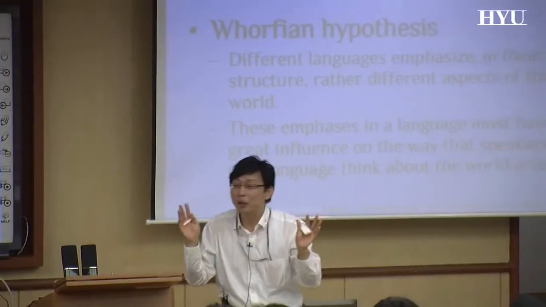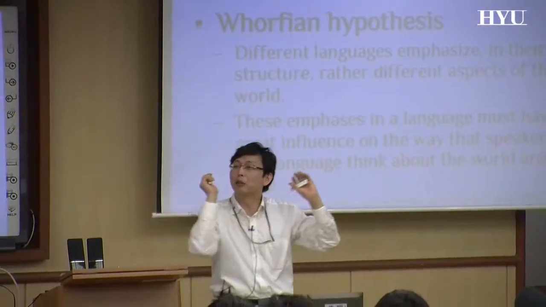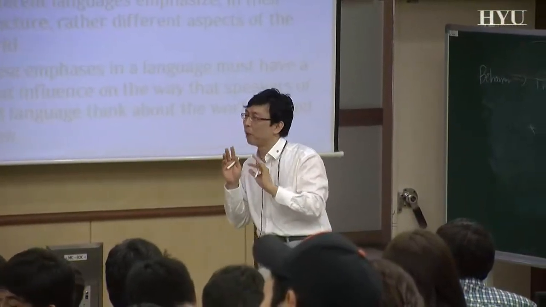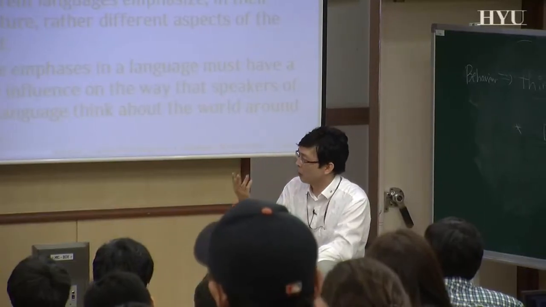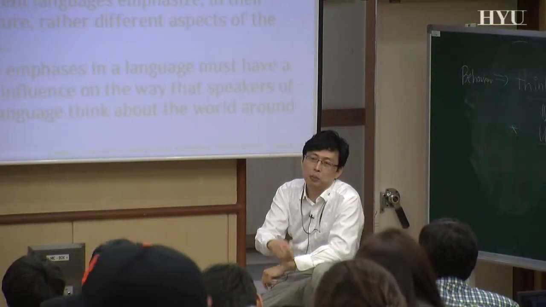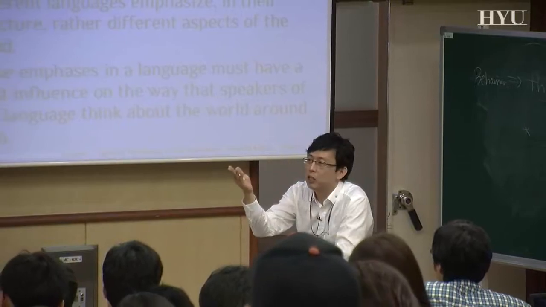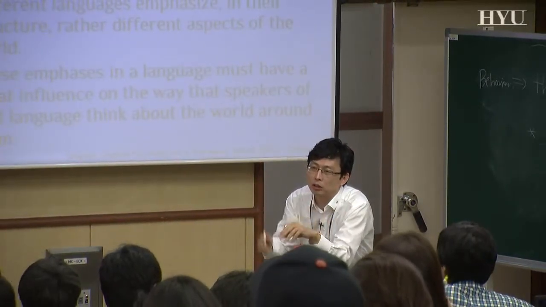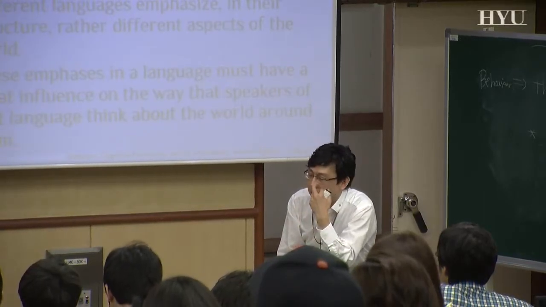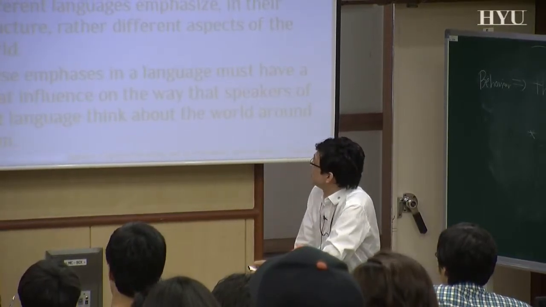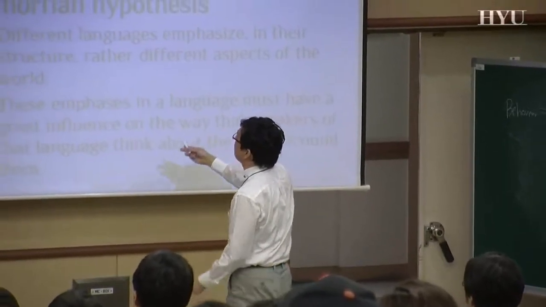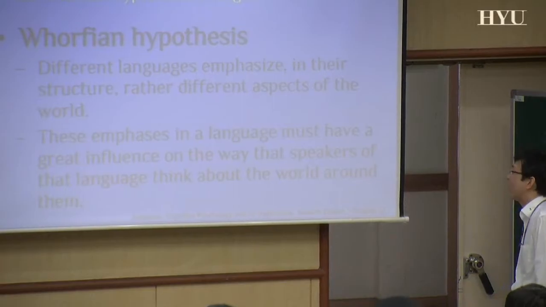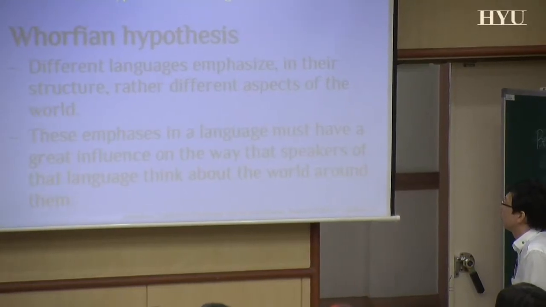Whether we have to believe it or not is the second issue, but researchers are talking about, there might be. Depending on the language, their mental structure might be different. Which means English, French, German, Korean might have different mental structures. Whether that is possible, okay? So that's why the Whorfian hypothesis is important. This hypothesis emphasizes that a language must have a great influence on the way that speakers of that language think about the world around them.